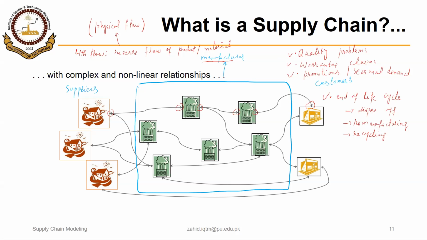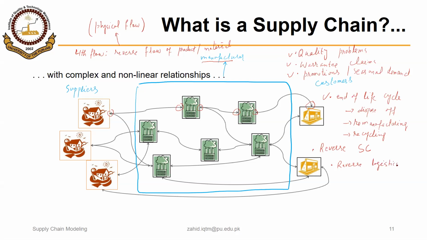So this fourth flow, the opposite flow or reverse flow of the material or product, is actually important, and some organizations have a dedicated supply chain for reverse flow. So they call it reverse supply chain or sometimes reverse logistics.